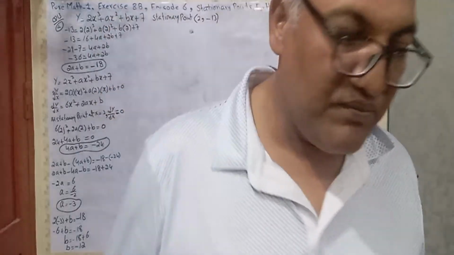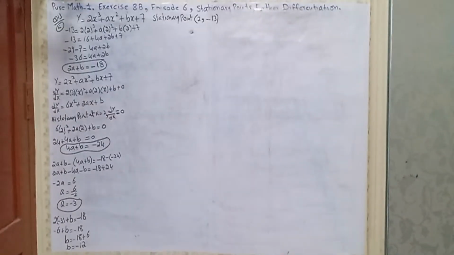So the value of b is minus 12. Okay, the value of b came out to be minus 12. Let me check, sir. Yes, the b answer is minus 12. So the a part is done. Its answers are correct. The a value is minus 3 and the b value is minus 12.